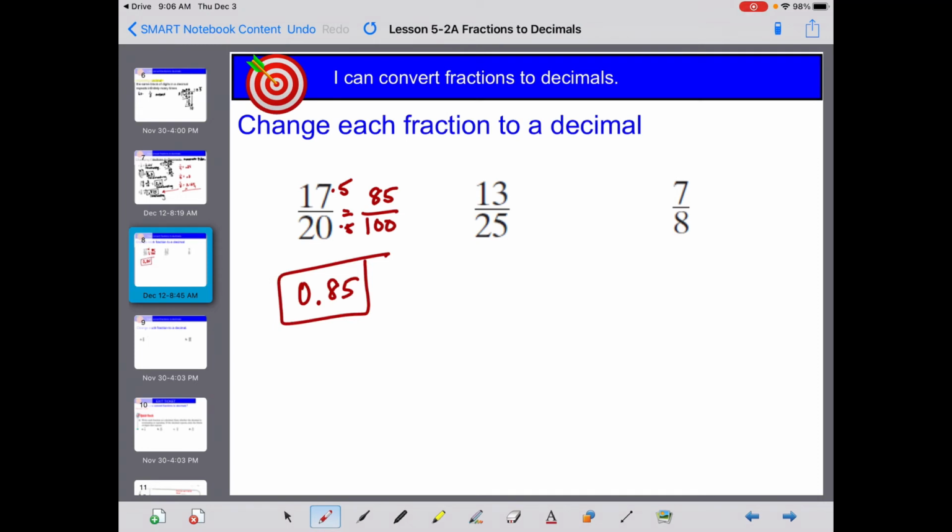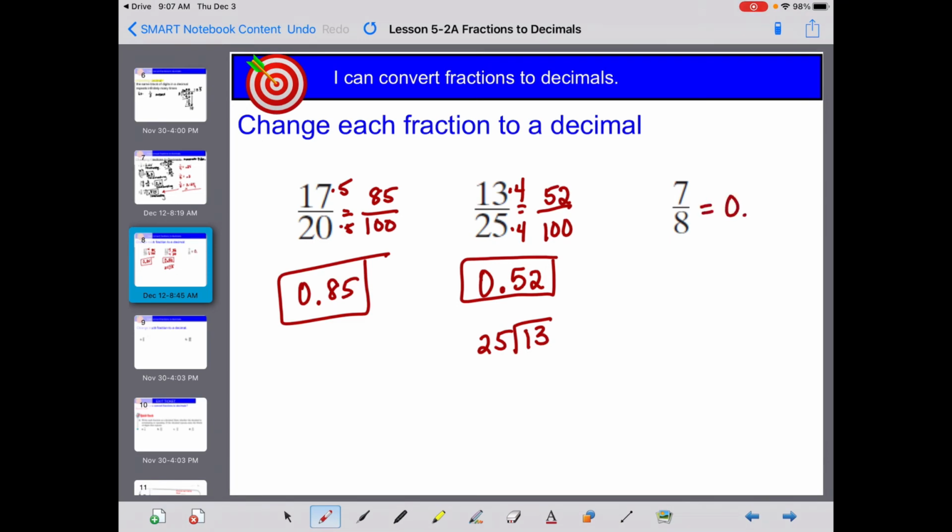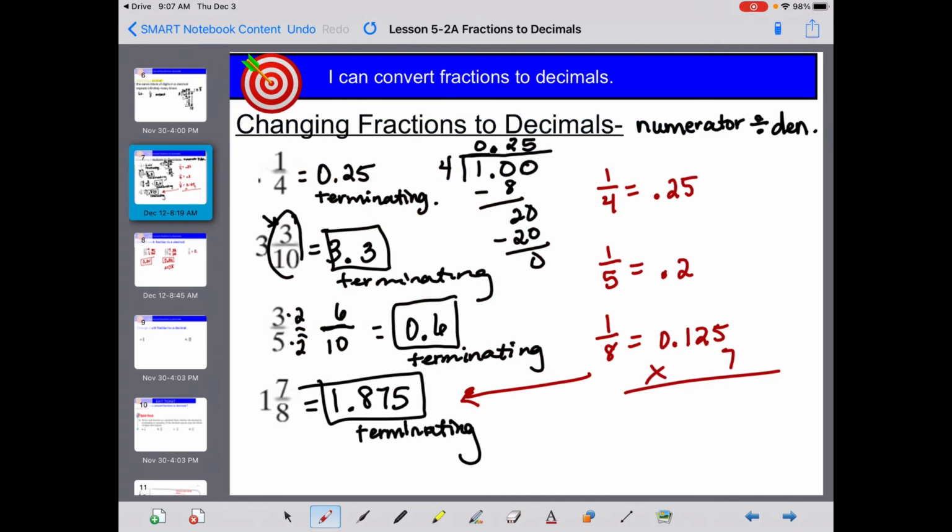13/25ths. I could take 13 divided by 25 and do the long division, or I could create an equivalent fraction with a base of 100, and then take 13 times 4. 4 times 10 is 40. 4 times 3 is 12, so I get 52 over 100, which is the same as 52 hundredths as a decimal. 7/8 we actually did on the last page, didn't we? Right here, 0.875.